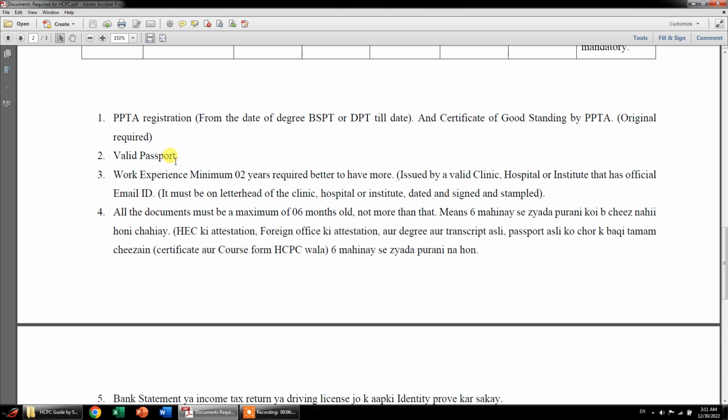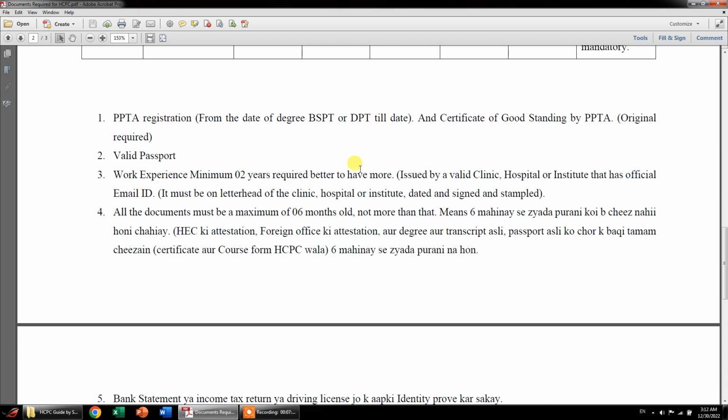Now a valid passport, with at least 2 or 3 years of validity, and work experience of minimum 2 years, but it's better to have 3 or 4 years, though minimum 2 years. And please remember that the work experience starts after your degree, not before your degree. So once your degree is finished, after that you can have the work experience. People don't consider any experience before the degree. So you must have experience that starts after you have graduated.